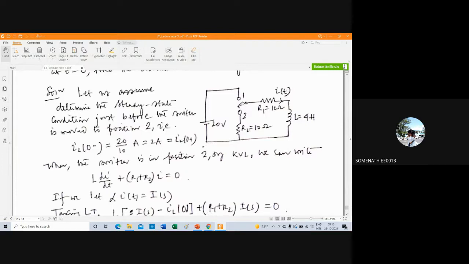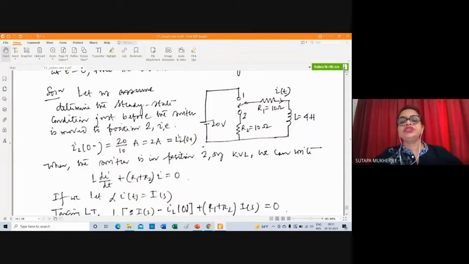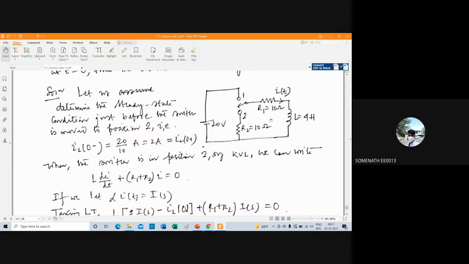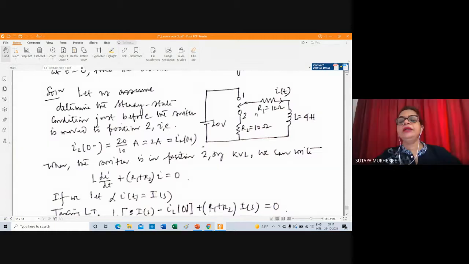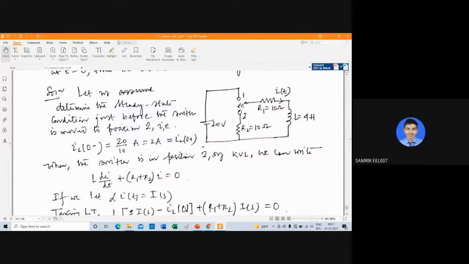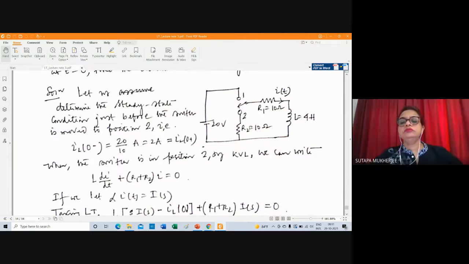When the switch is at 1, 20 volt with resistance R1 and L are in series. What current do you get? 20 by 10. Okay, fine, that is the initial current. Now move the switch from 1 to 2, then what will happen? Only R2, R1 and L will work. This will be a closed circuit, R1, R2, L without the battery. So this is the equation for the second case.